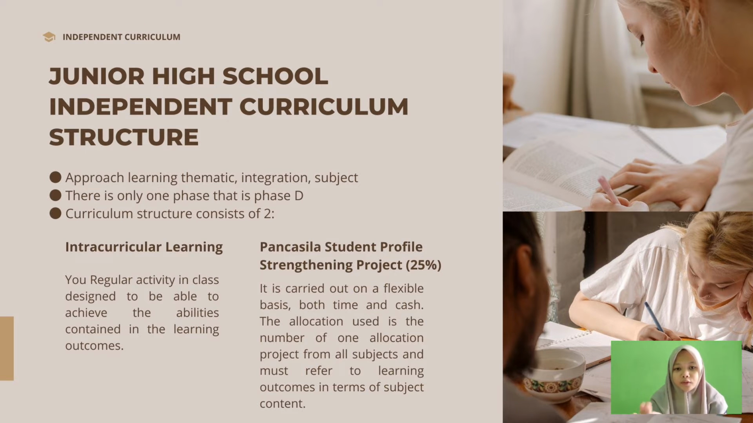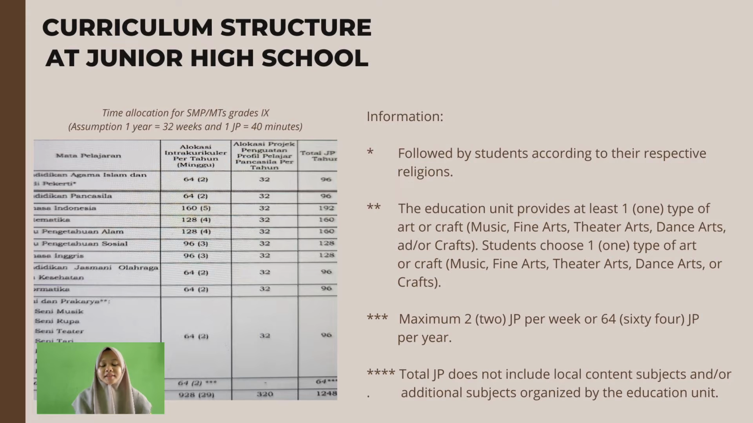25%. Okay, the meaning of intracurricular learning is regular activity in class designed to achieve the abilities contained in the learning outcomes. And the Pancasila student profile strengthening projects are carried out on a flexible basis, both time and cash. The allocation used is the total allocation of projects from all subjects and must refer to learning outcomes in terms of subject content.